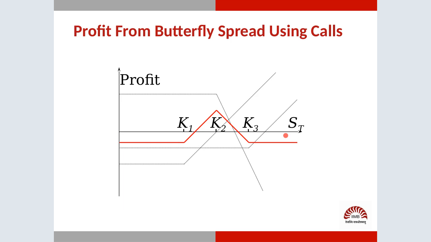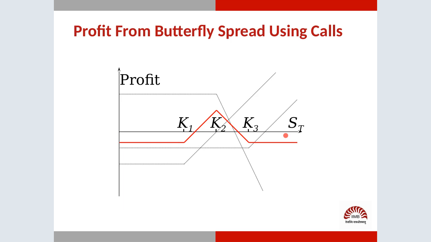So this is a mechanism for you to protect yourself. If you believe that the asset price is going to remain in the center, you can make some money out of it, and your net premium is still low because it is a combination of the three premiums.